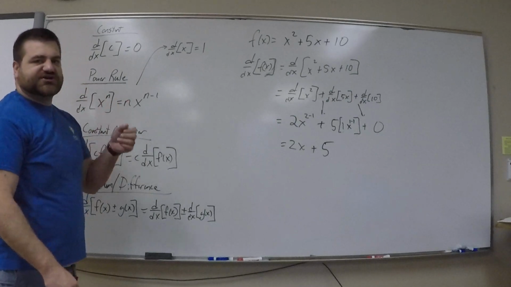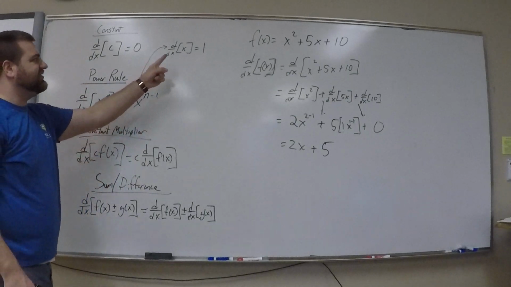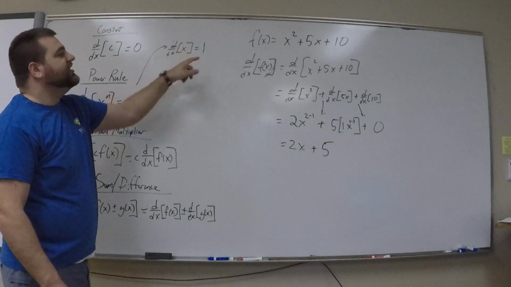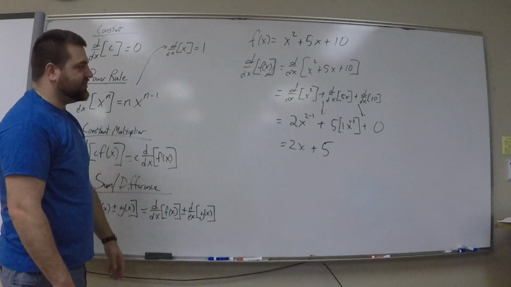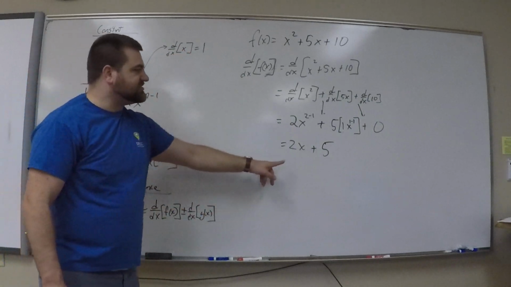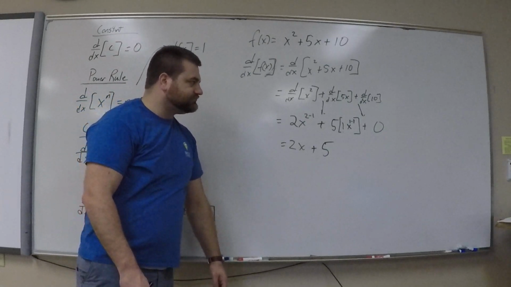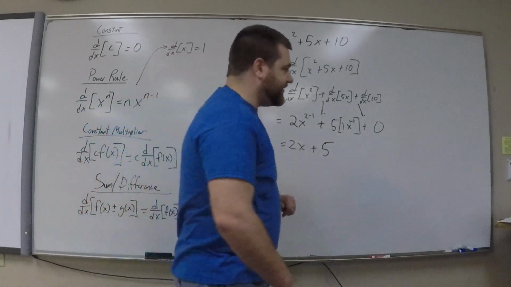Because a lot of times that kind of tricks you because you don't see the power and you're like, oh, wait a minute, what do I do with that? Well, it's just 1 itself. The x variable goes away. And so we end up with 2x plus 5. Okay? Let's quickly check.